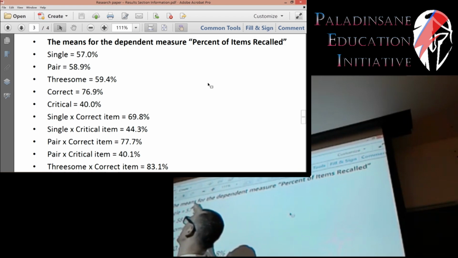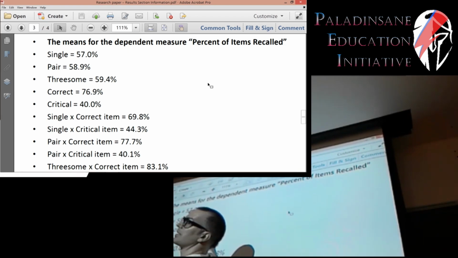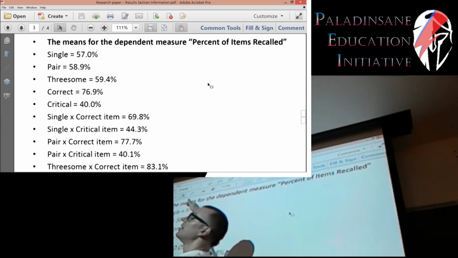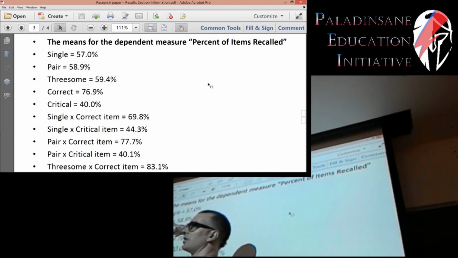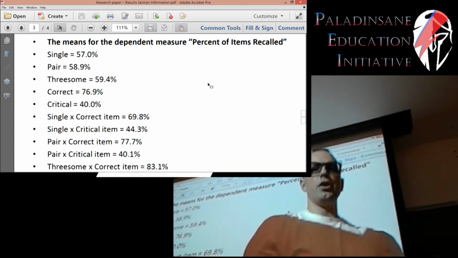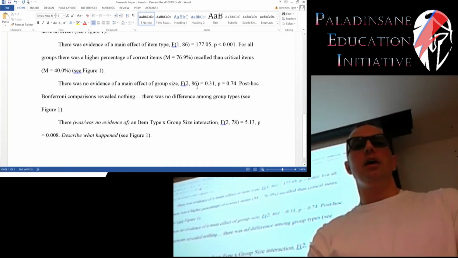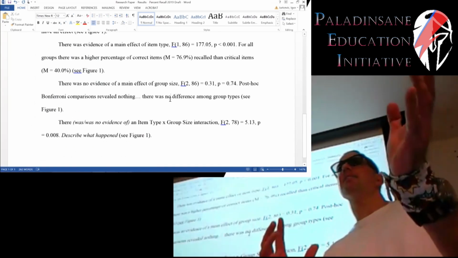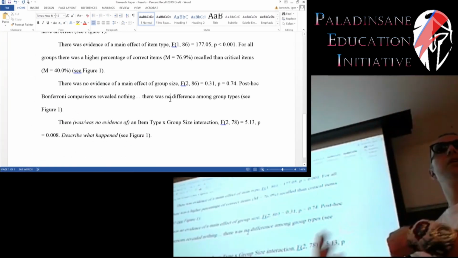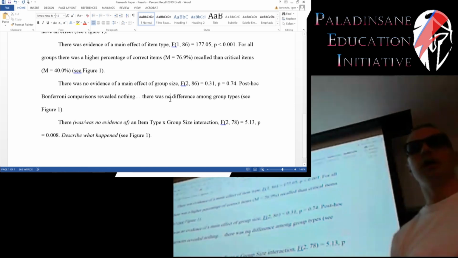So even though there clearly is a difference, right? I mean, just go back to grade school. 57% is not the same as 58.9. Statistics has told us there is no difference. So we don't want to use language that might potentially confuse a reader and say things like, well, there was no drastic difference. We just want to come out straightforward and say no difference among these group types.